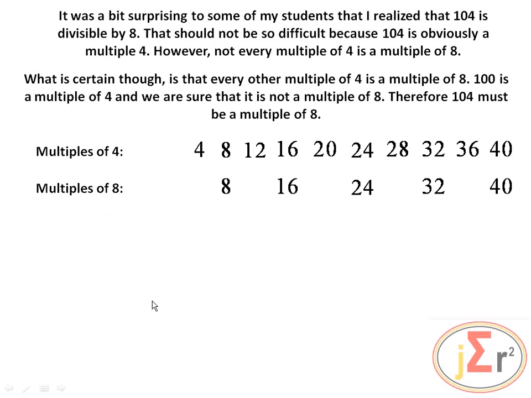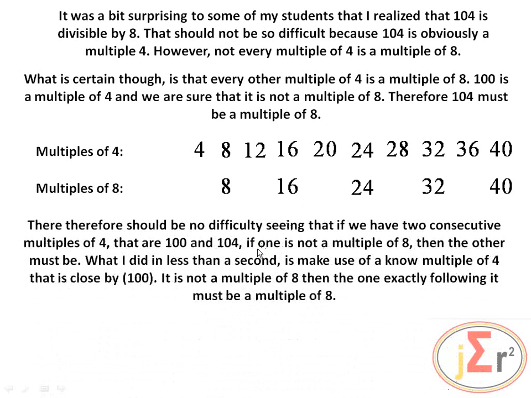Therefore, if we are at a particular multiple of 4, and that multiple of 4 is not a multiple of 8, then the next one has to be a multiple of 8. This one is not a multiple of 8, this one is a multiple of 8. Like that. There should therefore be no difficulty, seeing that if we have two consecutive multiples of 4 that are 100 and 104, if one is not a multiple of 8, then the other one must be a multiple of 8.